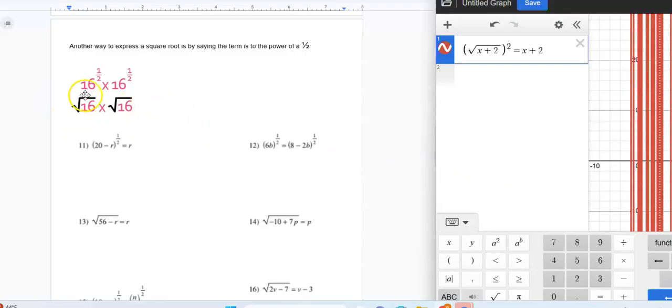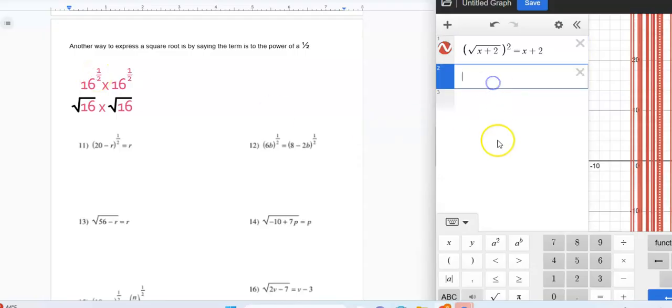This symbol, the radical symbol, the square root symbol, also can be represented as an exponent. You can also represent the square root symbol as to the power of a half. So you can actually have exponents that are fractions. And when you have fractions, that means there are roots. We'll get more into that later in the year, I think. So in other words, the square root of 16 is actually the same thing as 16 to the power of a half.